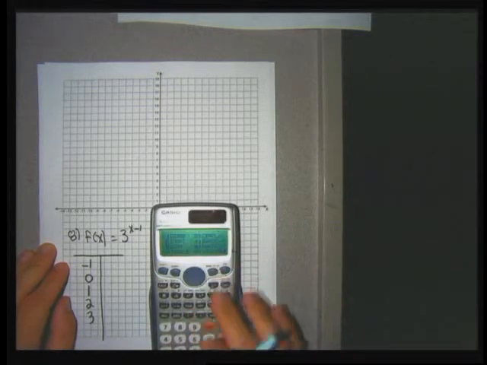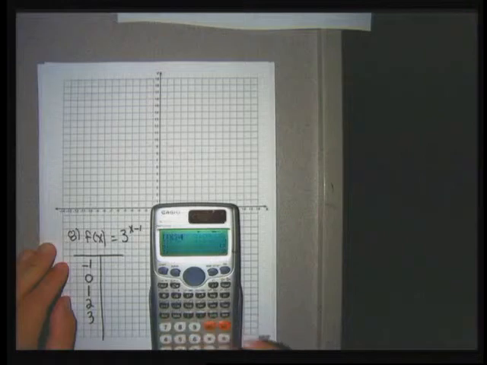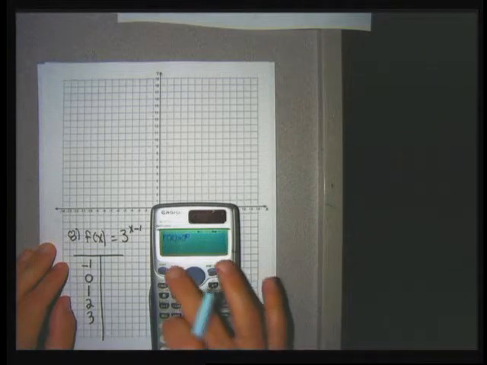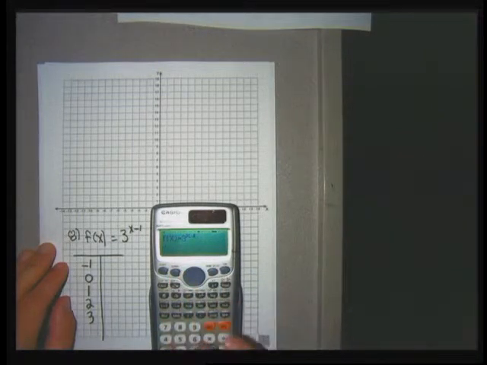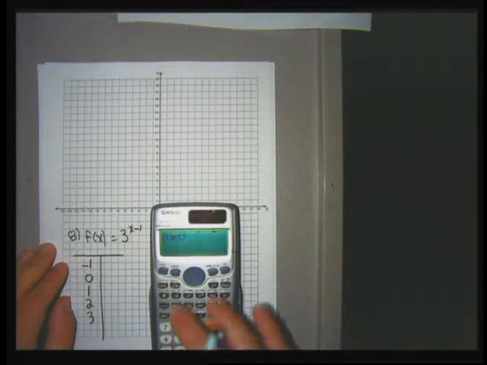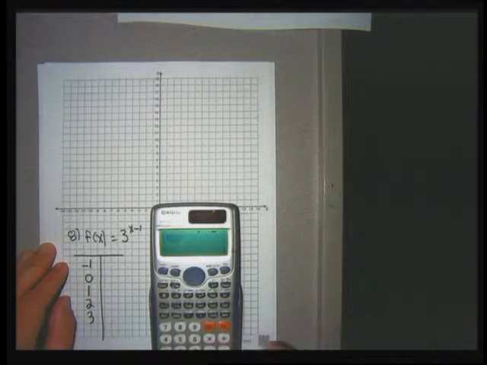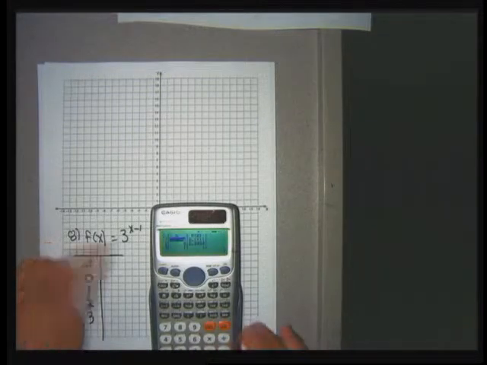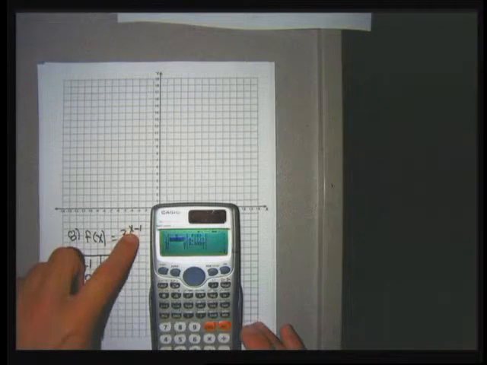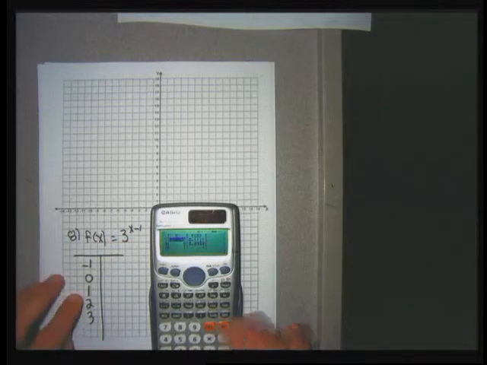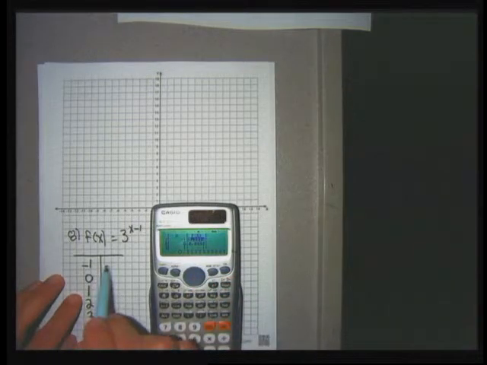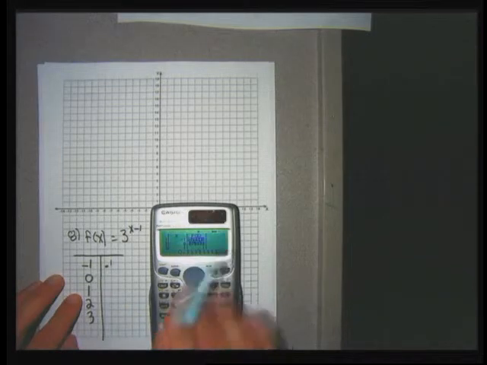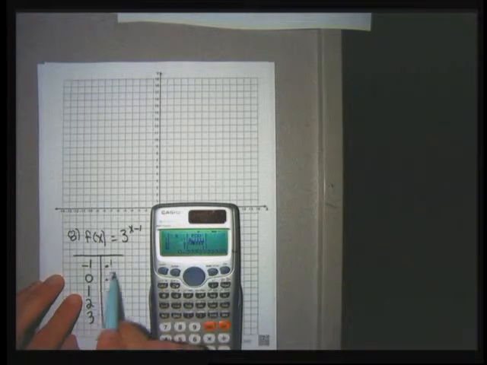So now mode 7 and then 3 exponent alpha x minus 1, start at -1, end at 3, step 1. And again, I look to the exponent. If it has a plus or minus sign, I take that number, change its sign, and throw it in the middle of my x column. So my first point's the -1, and then I'm going to write 0.1. The second point is 0, I'm going to write 0.3.